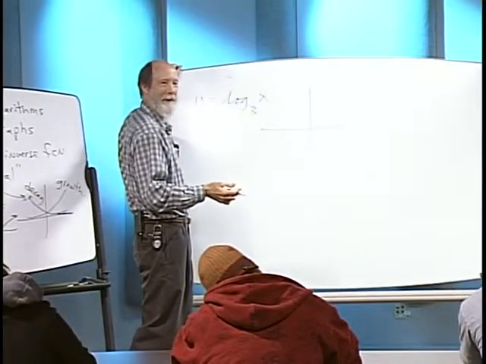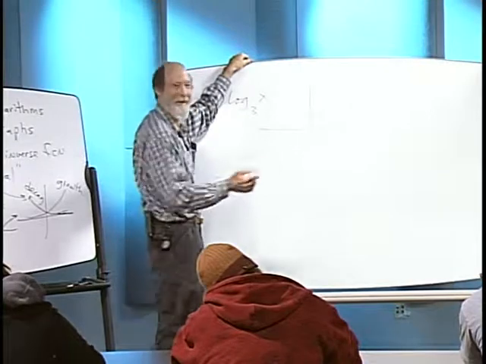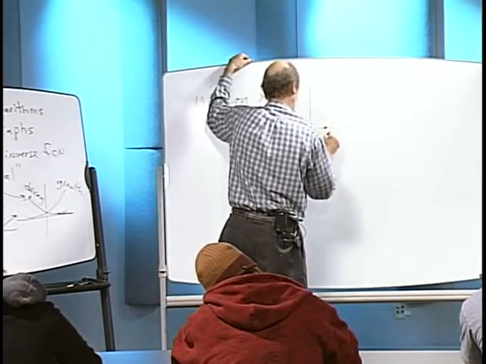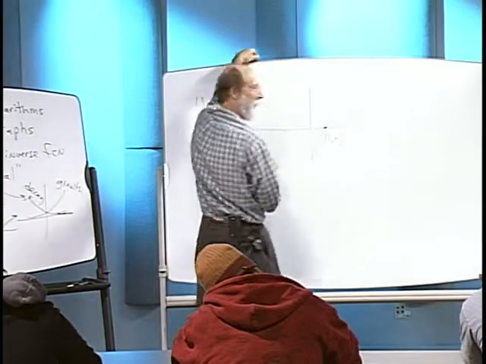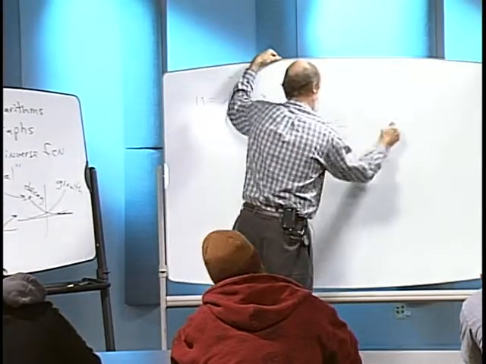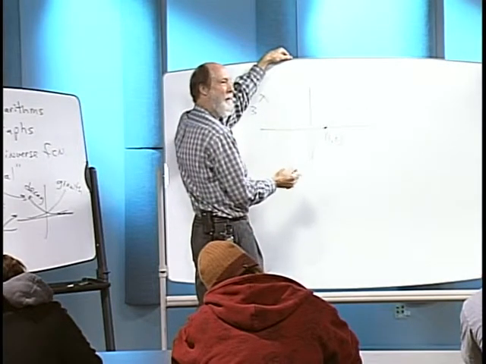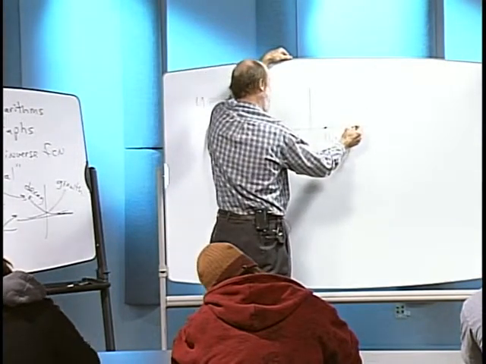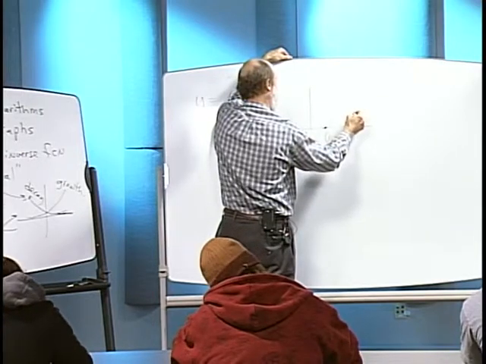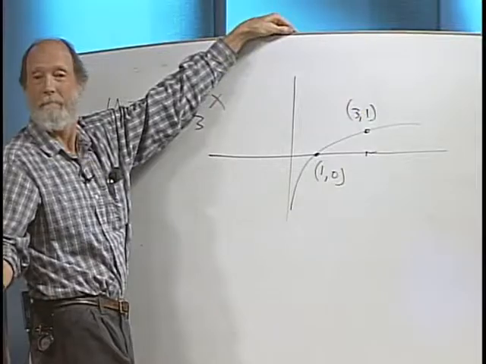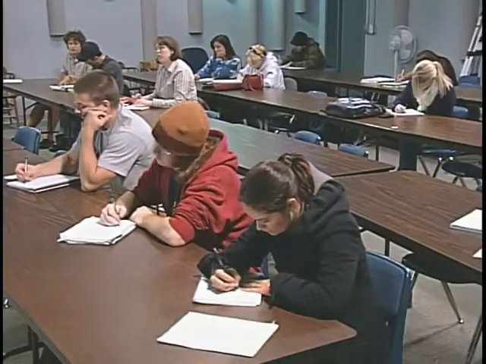Time's up. Okay. So, the graph looks like this. There's 1 point labeled. Somebody want to give me another point? Max? 3, 1, right? 3, 1. Perfect. And another one, somebody? 9, 2. 9, 2. Great.